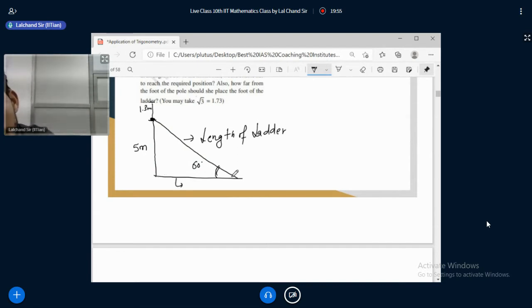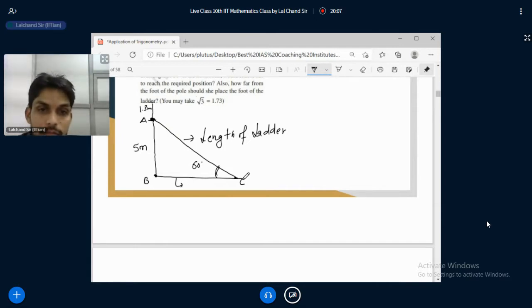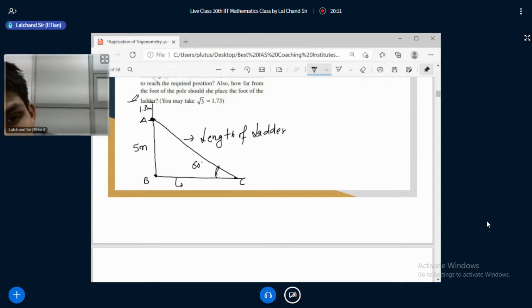Second, this base length, how far from the foot of the ladder. Let's suppose this point is A, this point is B, and this point is C. Can you tell me, this complete length is 5 meters, the length of the pole. So how much is this AB length?